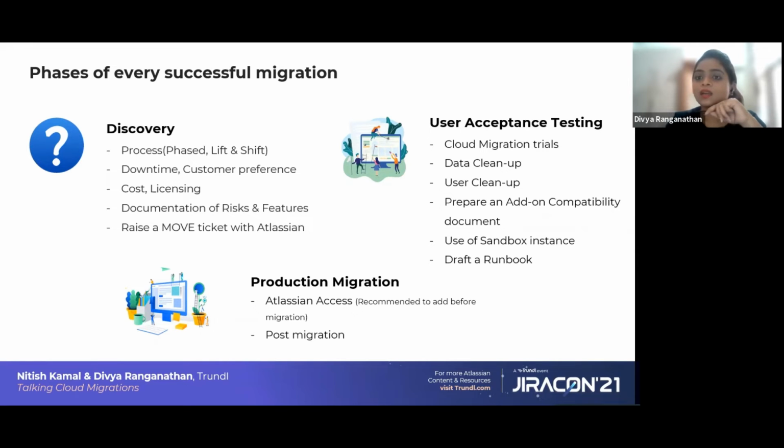Suppose you have 100 user tier in your server, the same user tier you will be getting on the cloud as well. You need not pay for those user trials. And if you want to extend your migration trials, you can also do it up to 12 months. So that is one advantage of having a cloud migration trial enabled in your UAT site.